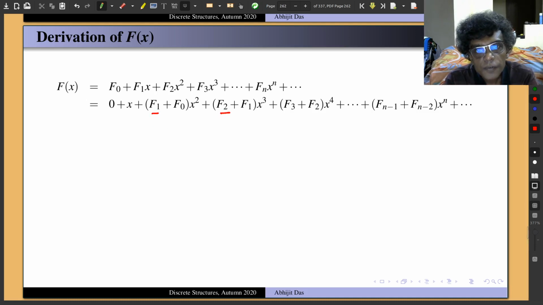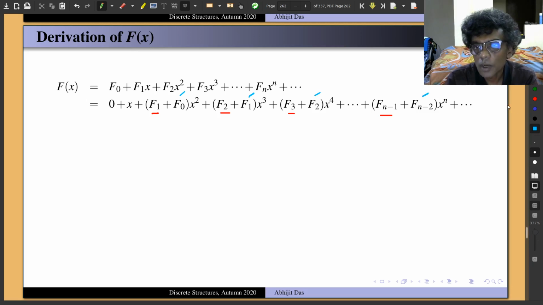f1, f2, f3, f4, fn minus 1. Of course, f0 is missing here, but that is just one term. And here you see another occurrence of the sequence f0, f1, f2, f3 and so on up to fn minus 2 and so on.